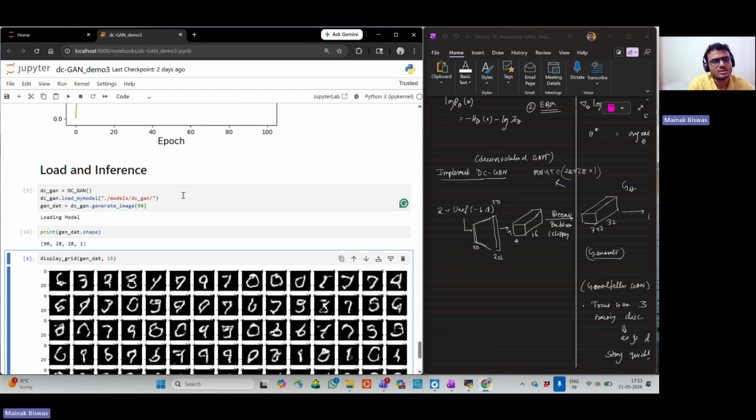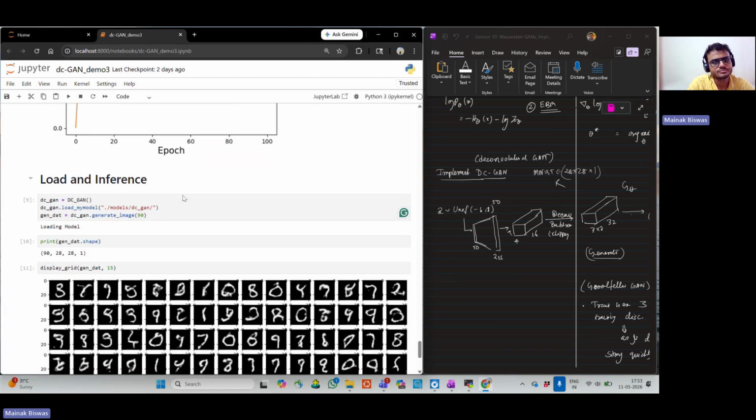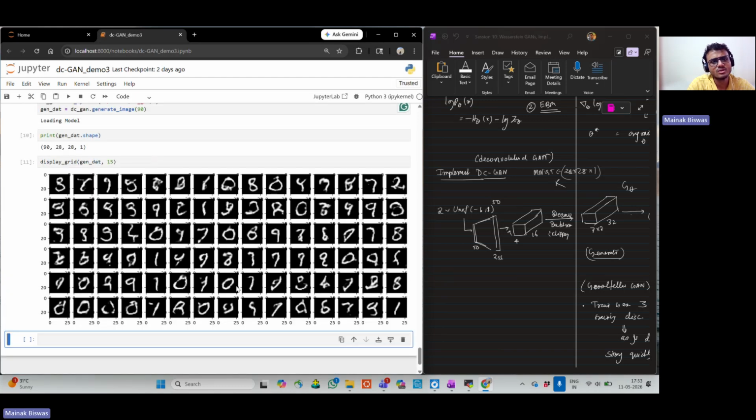I've generated 90 samples, and you can see some examples of the generated data. 7, 9, 0. You can see that there are some shapes which come multiple times, so it could be due to mode collapse, and we're not seeing all shapes. Maybe 3 is a bit less over here, and 8s are a lot. 2s are there, but in some places 2s are not there. So this is the implementation of DCGAN.